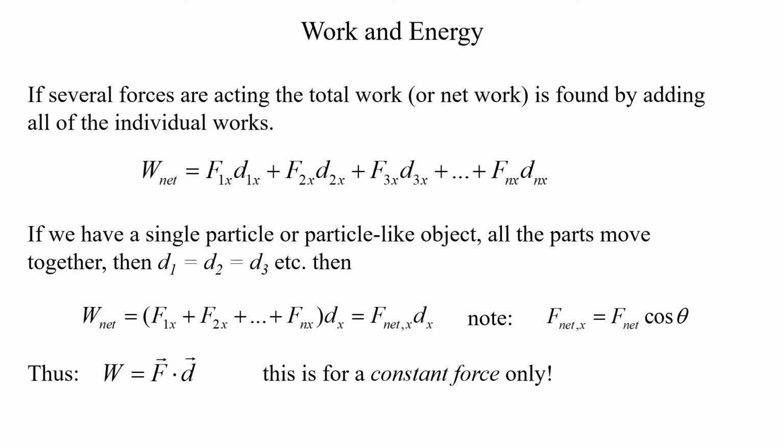Now, if there are several forces acting on an object, the total work, or net work, is found in one of two ways. The first way is to find the work done by each one of the forces and then simply sum those up. That's what's shown in the first equation. I take the work done by force 1 plus the work done by force 2, etc., and just add all those together. The other way to do it is to find the net force. I take the vector sum of all the forces acting on the object and then find the work done by that net force, and that gives me the same result.